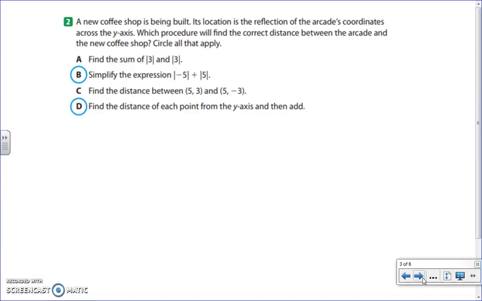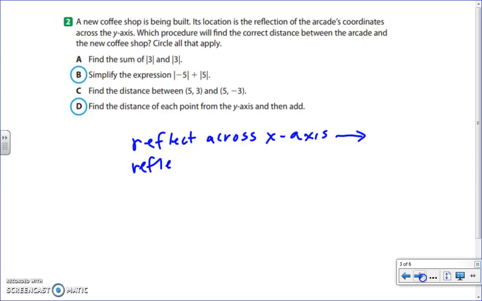A new coffee shop is being built. Its location is the reflection of the arcade's coordinates across the y-axis. Which procedure will find the correct distance between the arcade and the new coffee shop? Circle all that apply. So when I'm reflecting across the x-axis, I'm going to talk about what happens then, and then when we reflect across the y-axis, talk about what happens then.